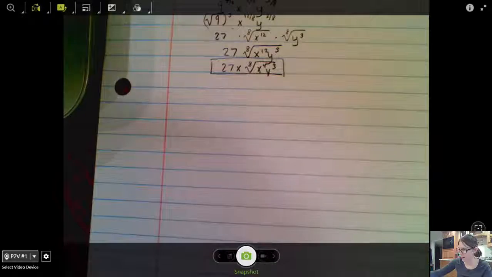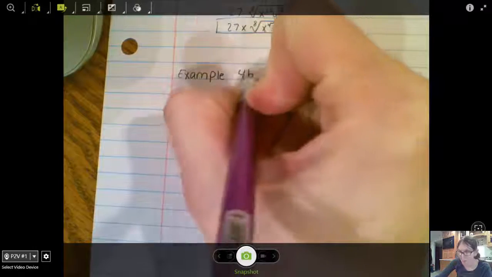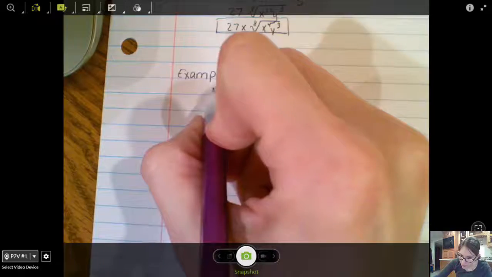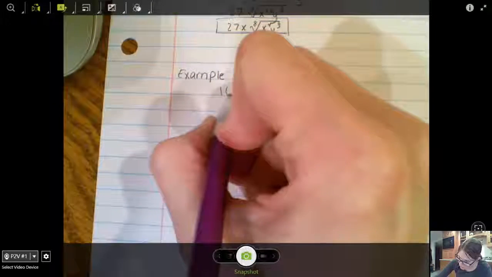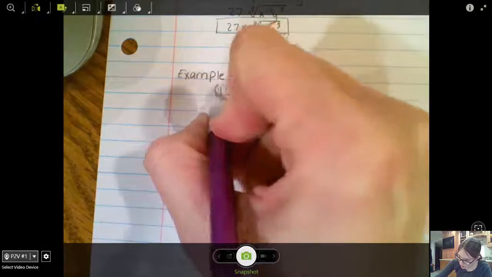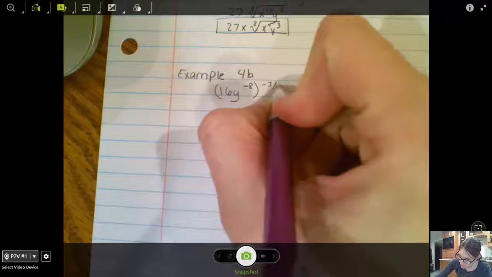Okay, let's do a couple more here. And this is example 4b. Okay, let's start off with 16y to the negative 8 power, all to the negative 3/4.